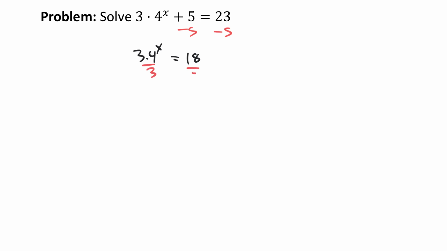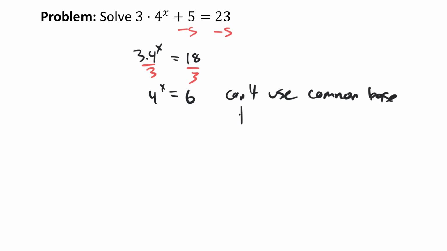We could divide by 3. So 4 to the x equals 6. But unfortunately, we're never going to get the same base. What we could do is 4 as 2 squared, but 6 isn't going to be a power of 2. So here, we can't use the common base technique.